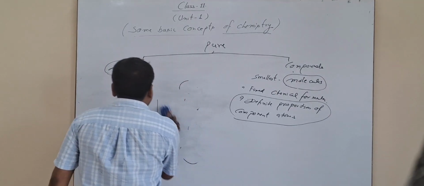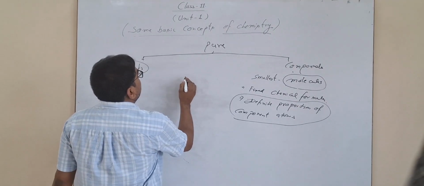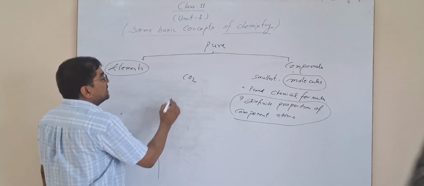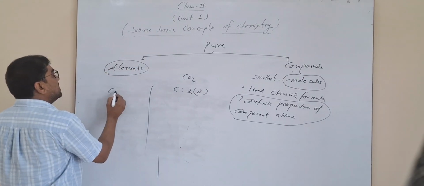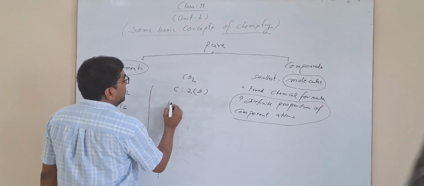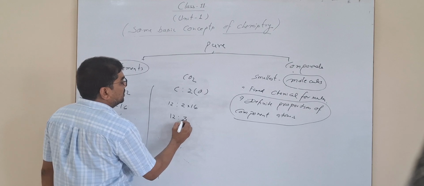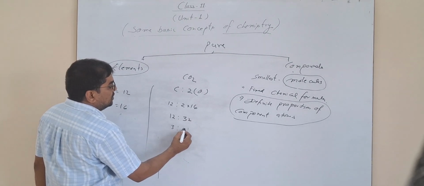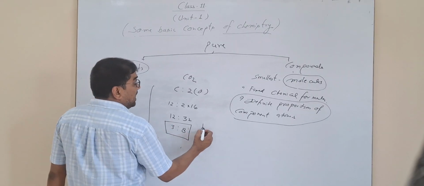Next is CO2. Let's consider CO2, carbon dioxide, a pure form of matter. Carbon ratio to oxygen: since we know carbon has atomic mass 12 and oxygen has 16, putting the values here, 12 ratio 2 ratio 16, therefore 12 ratio 32, therefore 3 ratio 8. This is the simplest ratio, 3 ratio 8 by mass.